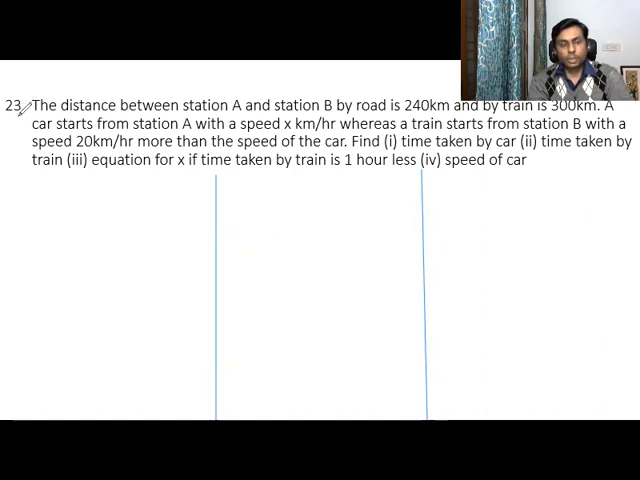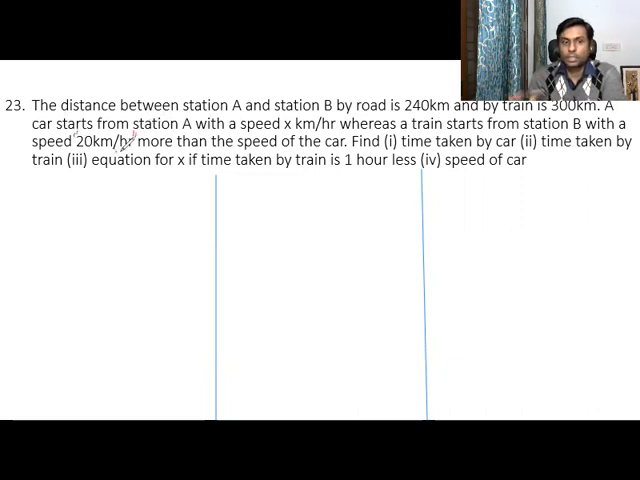This is question number 23 from the specimen paper released by ICSE for term exam 1 of academic year 2021-2022. The question is: the distance between station A and station B by road is 240 kilometer and by train is 300 kilometer. A car starts from station A with a speed x kilometer per hour, whereas a train starts from station B with a speed 20 kilometer per hour more.